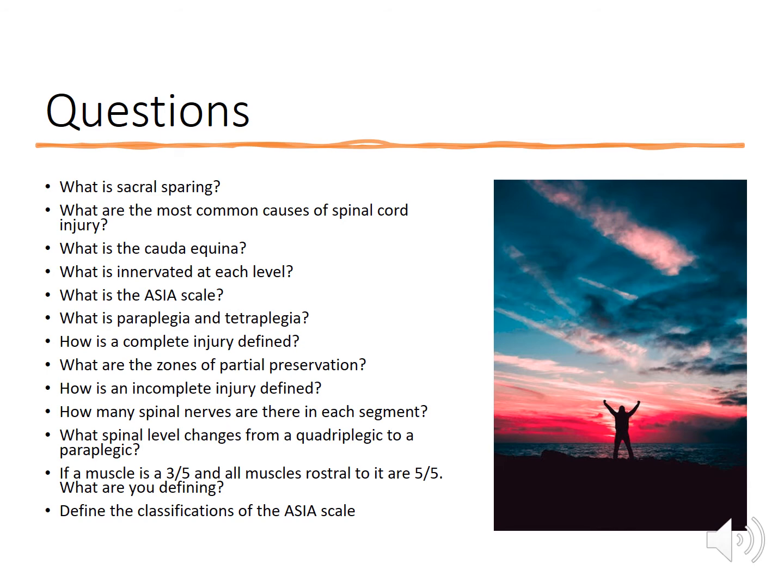How many spinal nerves are there in each segment? What spinal level changes from a quadriplegic to a paraplegic? If a muscle is a 3 out of 5 and all muscles rostral to it are 5 out of 5, what are you defining? Define the classifications of the Asia scale.